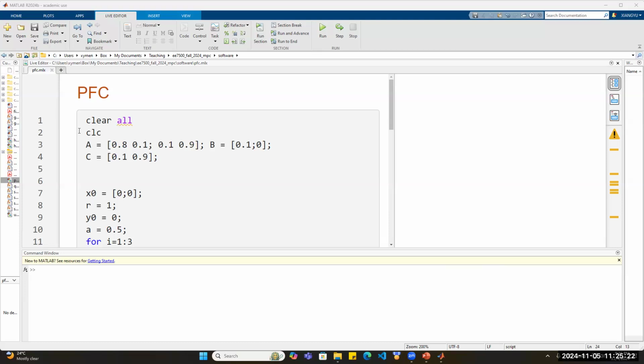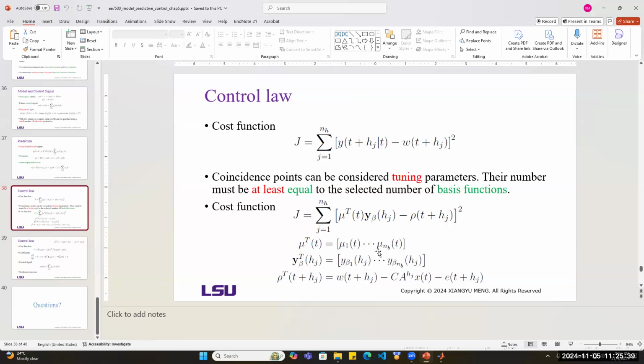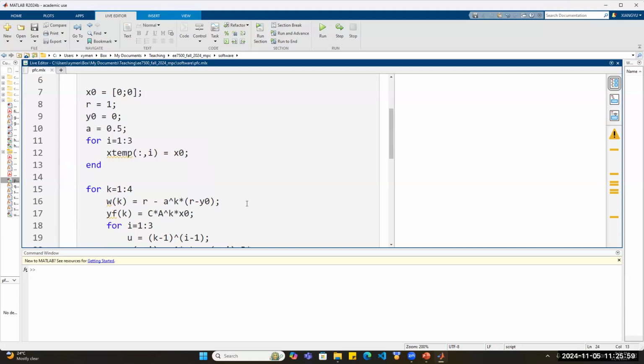So this is the problem formulation. The first step, if you go back to the slides: based on the algorithm, first we need to find the rho vector and then the Y matrix. The rho vector is the reference trajectory minus what we can call the natural response, by assuming the control input is 0. The reference trajectory is generated using a first order system.